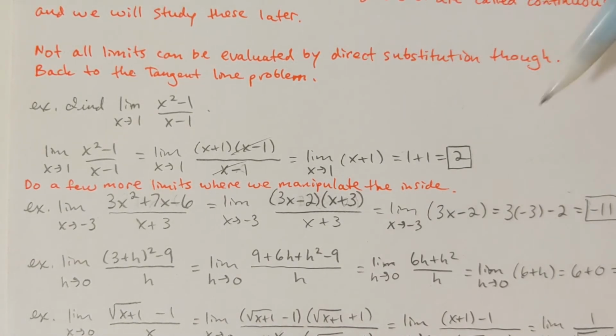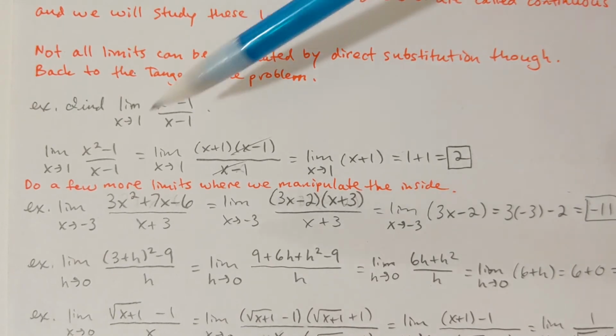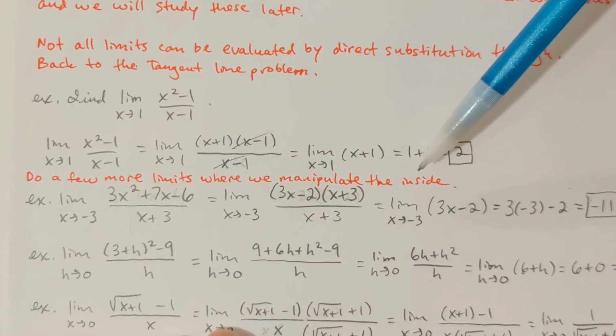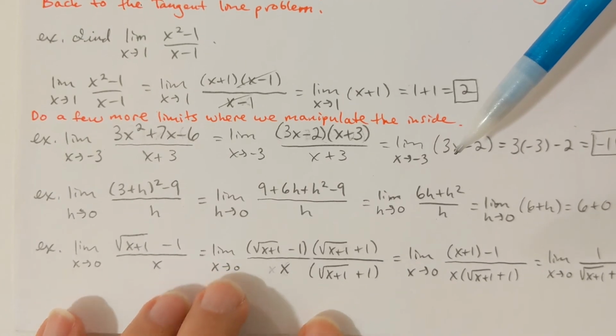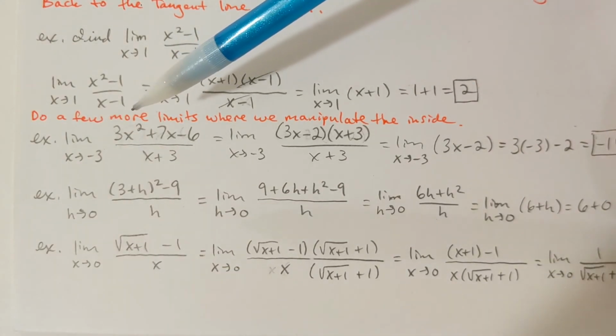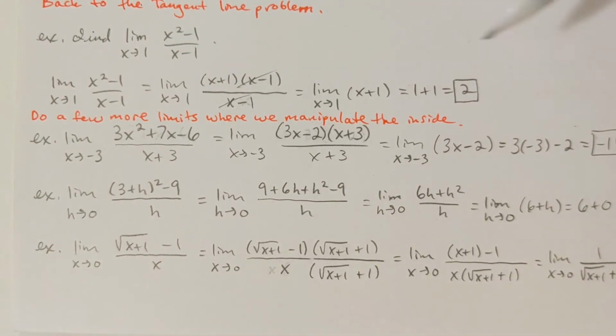Of course, I'm going to want to see the work here for these problems. Let's do a few more limits where we have to manipulate the inside. So, for example, what if I want to find the limit as x approaches negative 3 of 3x squared plus 7x minus 6 over x plus 3?